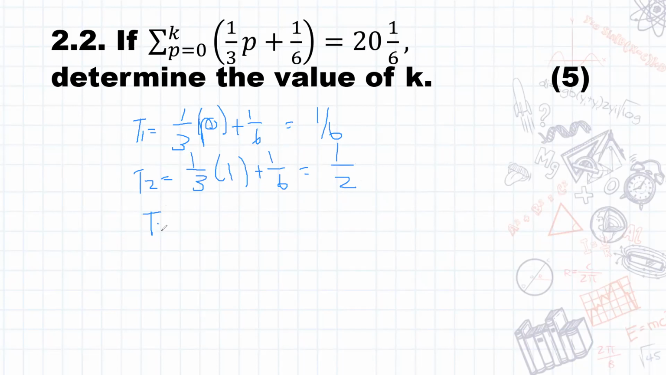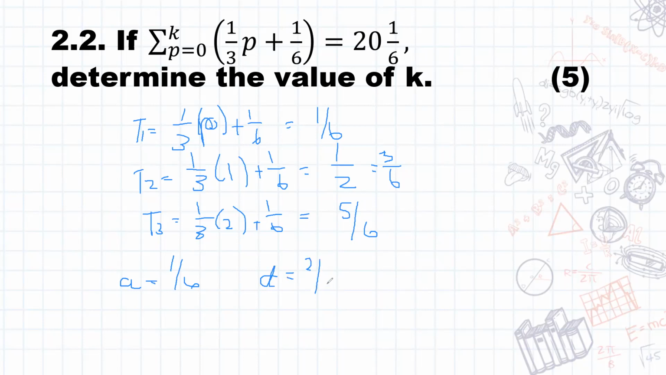Then term 3, p will be 2. So we'll have 1/3 times 2 plus 1/6, and that will give us 5/6. And here I'm just going to convert this into 6, so that'll be 3 over 6. Okay, so we can see that our a value is 1 over 6. And we can see that we're adding a constant difference of 2 over 6. Can you see that? 1 plus 2 is 3, and 3 plus 2 is 5. Okay.